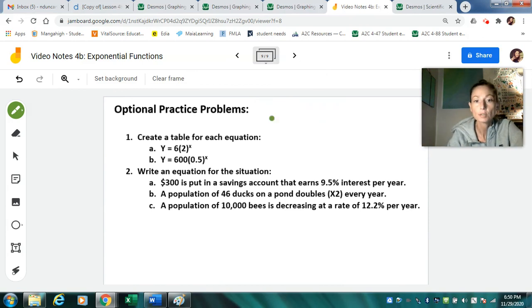So here's some optional practice problems. You don't need to do these, but if you just kind of wanted to try some more things, here's some optional practice. We're also doing the Desmos activity in class this week.